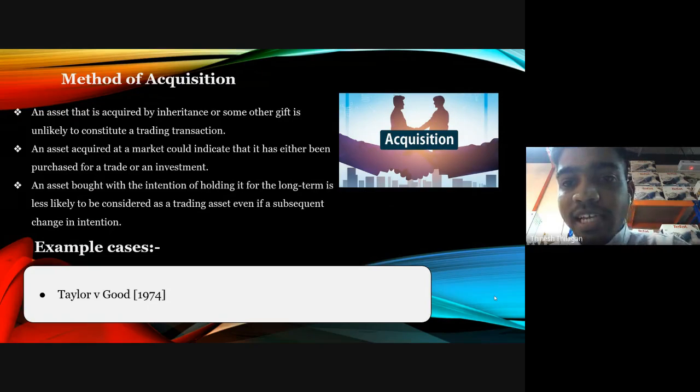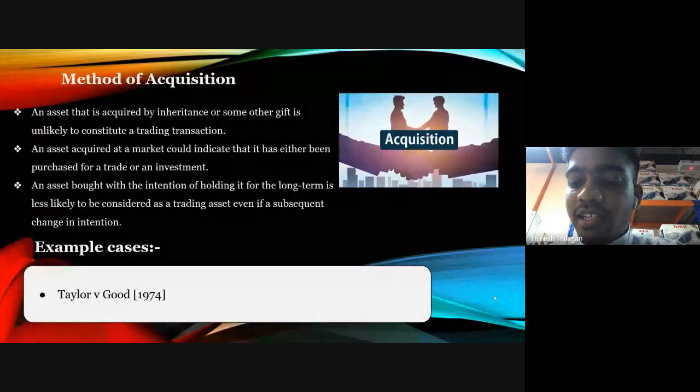So the example case is Taylor versus Good. Taylor is a businessman who purchased a house with the intention of using it as a family home. His wife said that she didn't approve of the house and refused to move in.